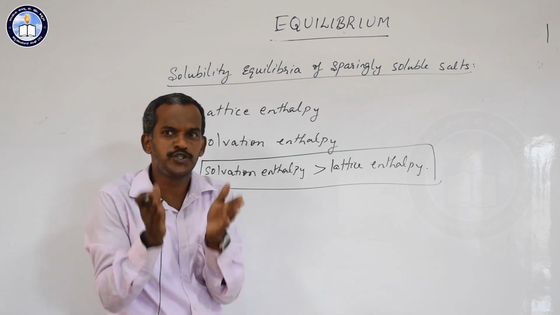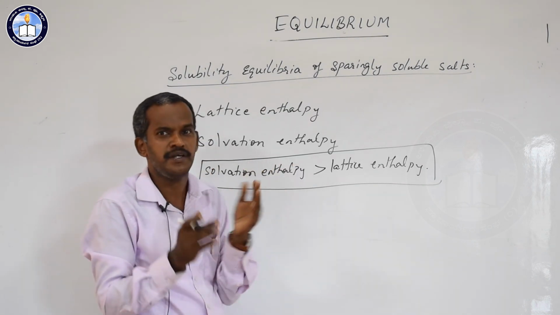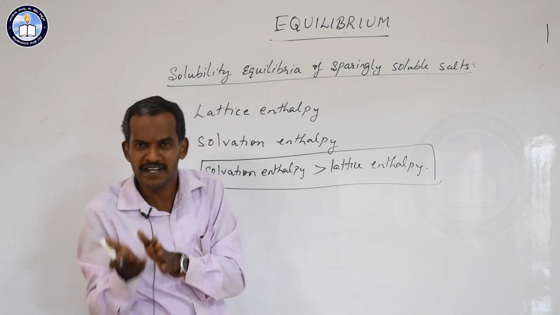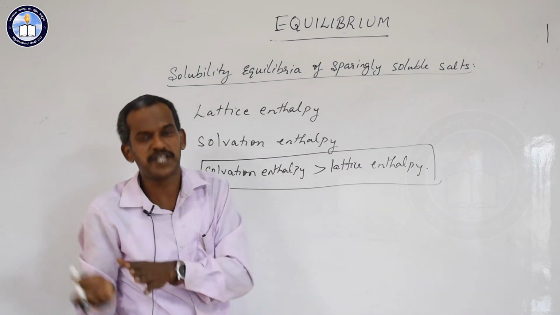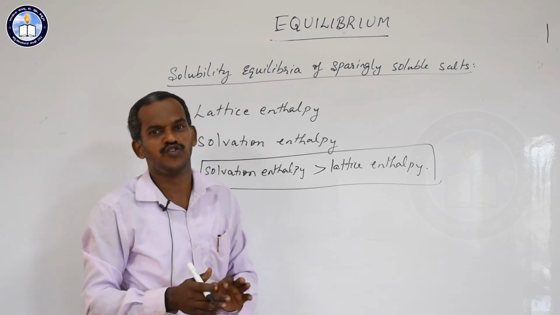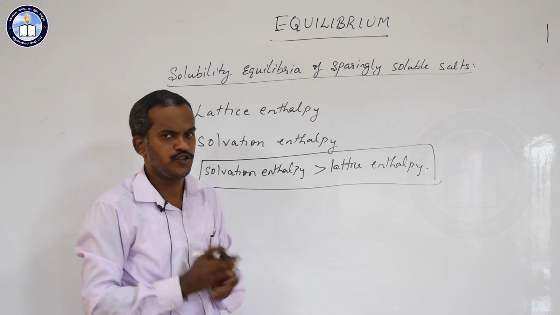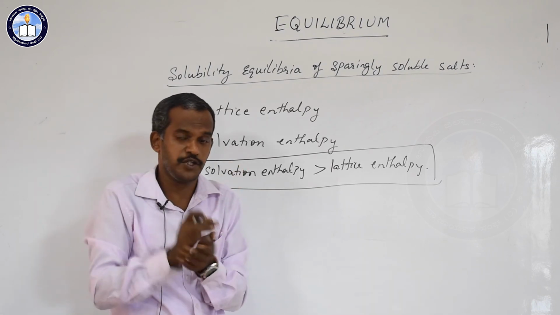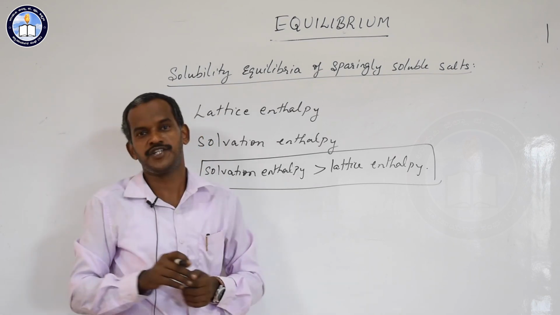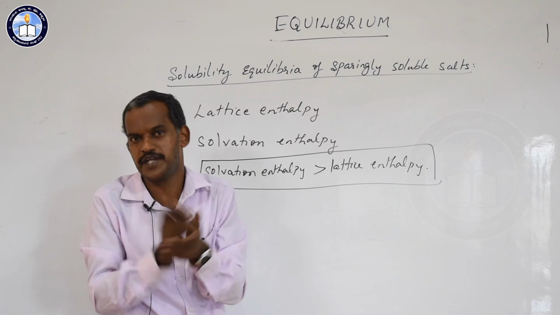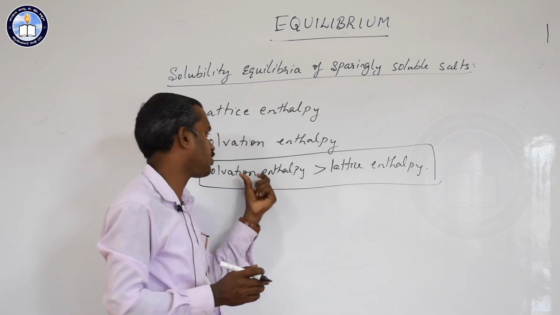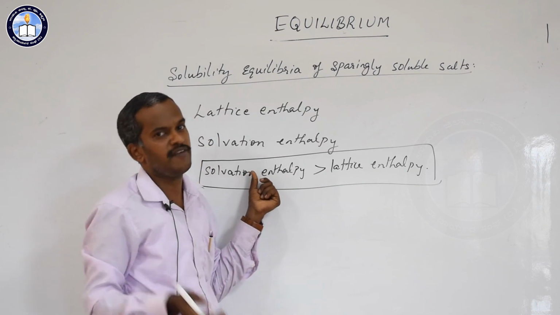So based on this particular comparison, we can classify the salts as soluble salts, sparingly soluble salts, which are partially soluble, and some that are totally insoluble in a given solvent. You must also know why water is a universal solvent, why most of the solutes can be dissolved there. Again, the polar nature of water decides it: the lattice enthalpy is less than the solvation enthalpy, so it will easily dissolve.